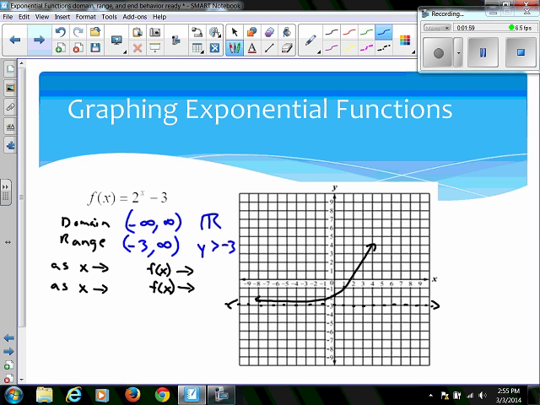On the left-hand side, the x's go to negative infinity. The y's are getting close to negative 3. They approach negative 3. Right-hand side, as x approaches infinity, the y's are going up to positive infinity.